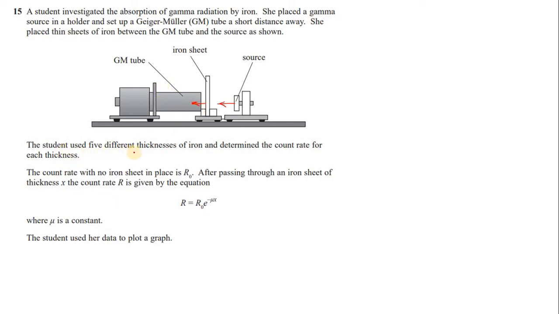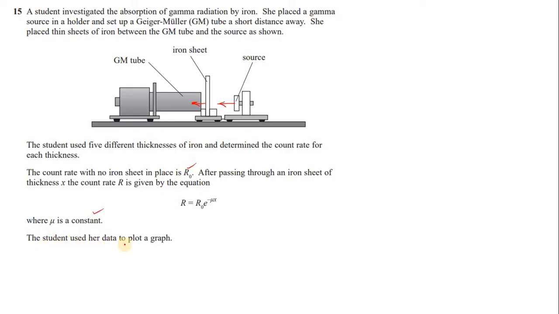The student used 5 different thicknesses of iron and determined the count rate for each thickness. The count rate with no iron sheet in place is R0. This is the original count rate. After passing through an iron sheet of thickness X, the count rate R is given by the equation R equals R0 e to the power minus mu X, where mu is some constant.